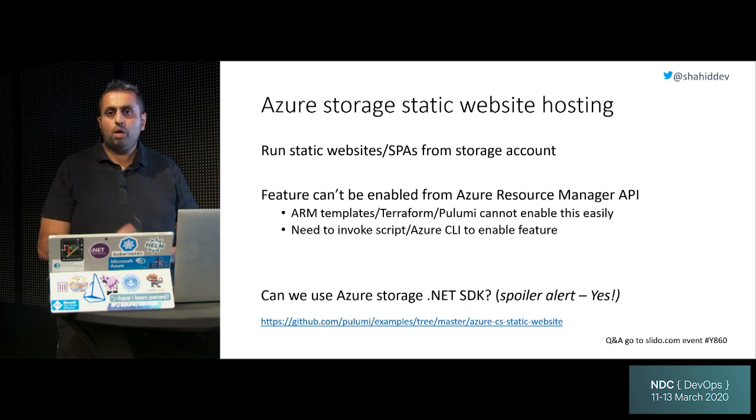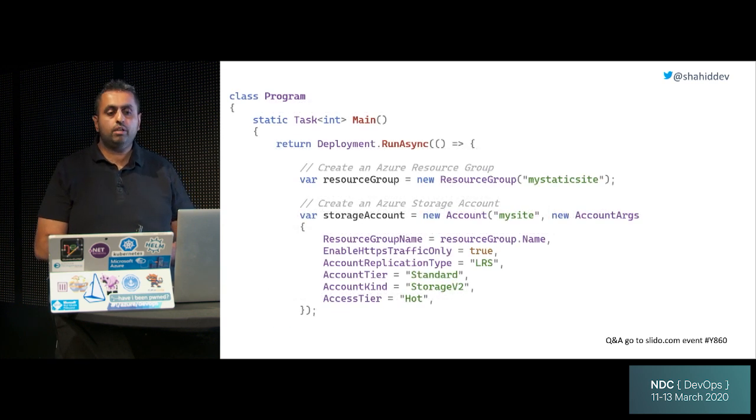But I was thinking, well, I'm working in a .NET Core project, and I know there's a .NET Core storage SDK. So can I use that? The example I'm about to show you is available at that link. It's part of the Pulumi examples, which has a repository of quite a large number of examples across the different cloud providers. So let's take a look at what's going on here.